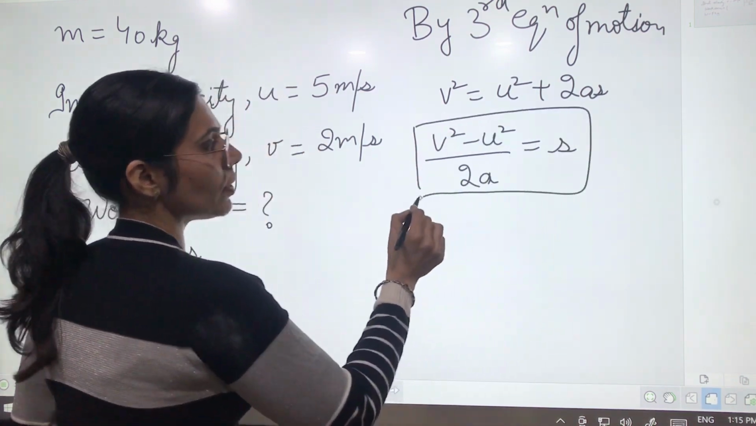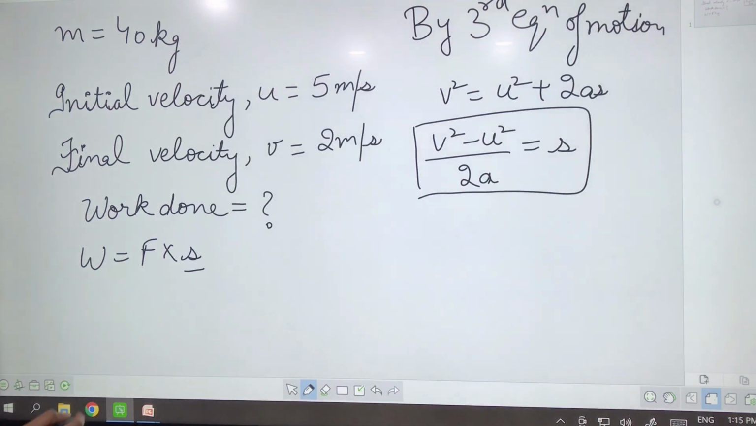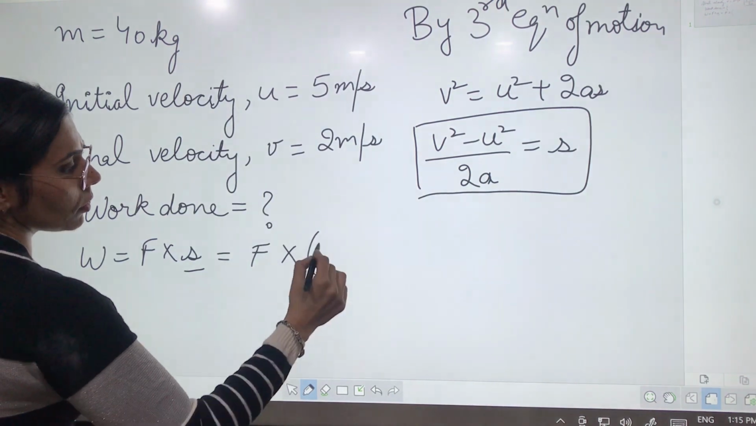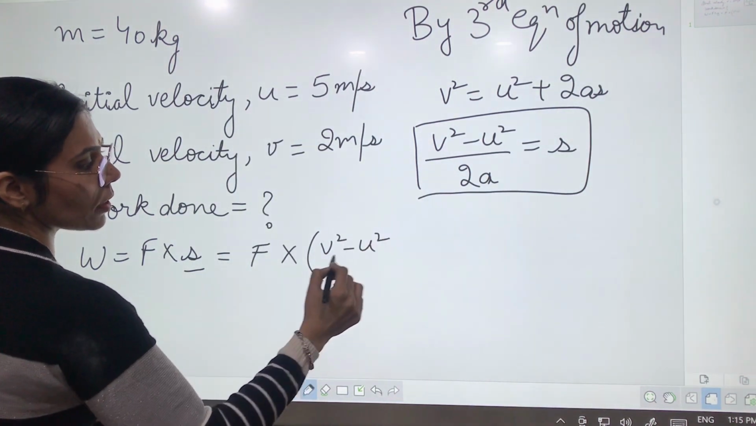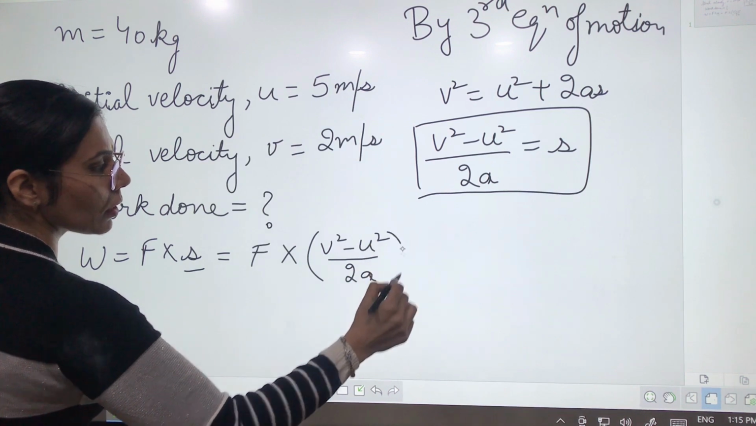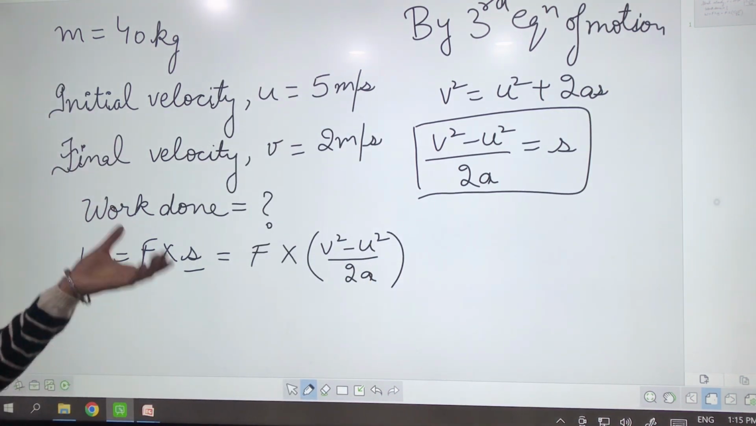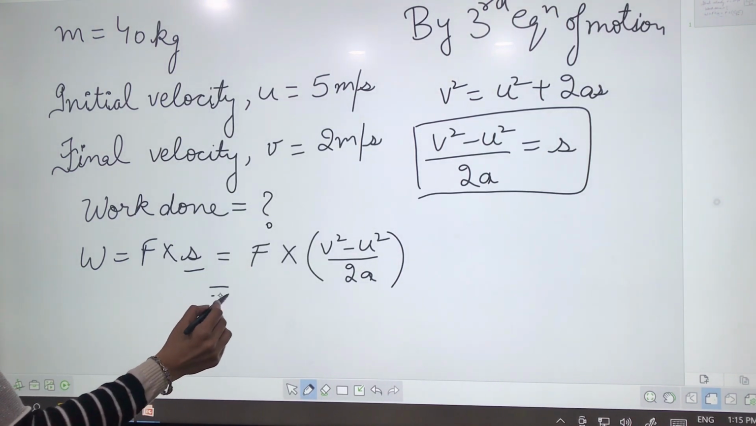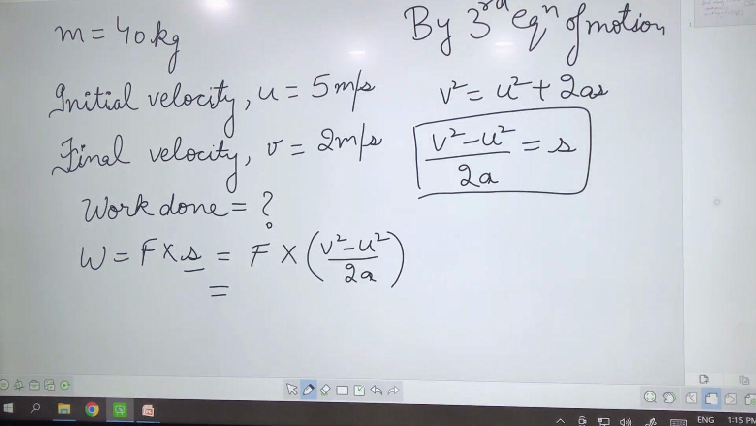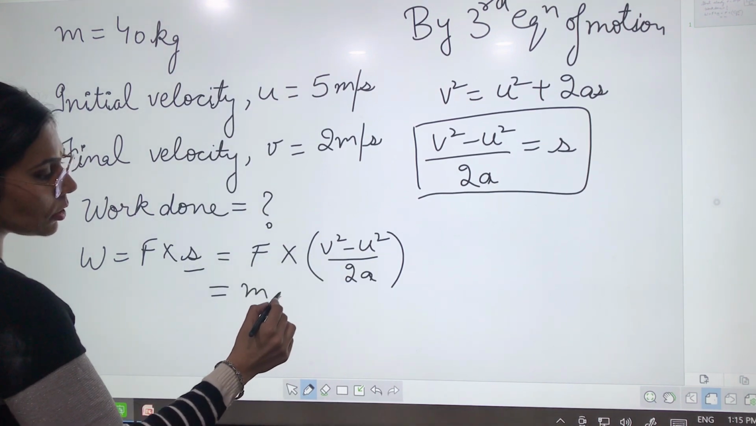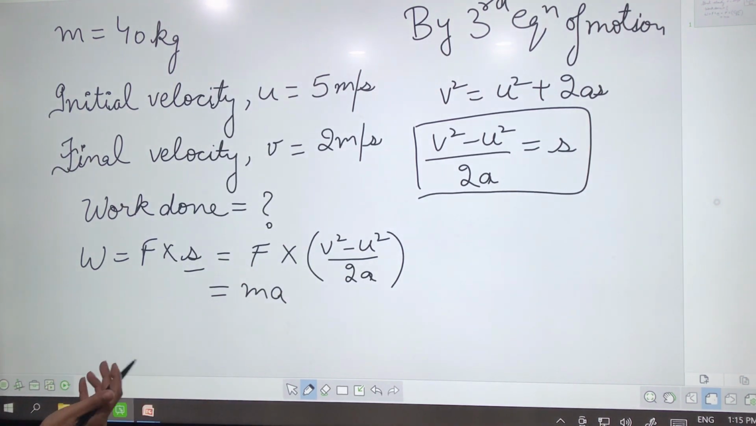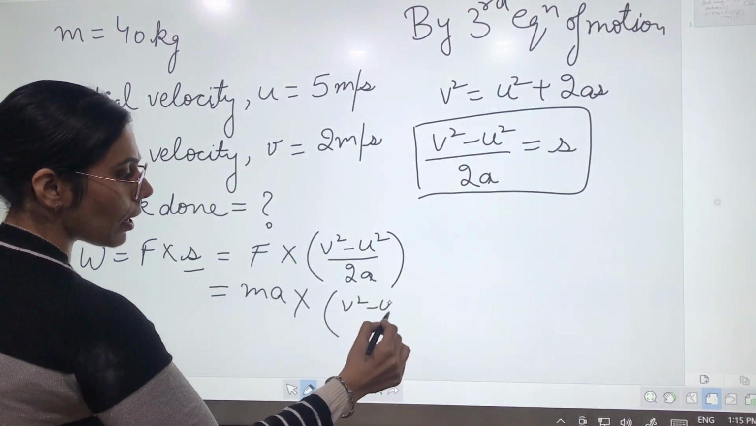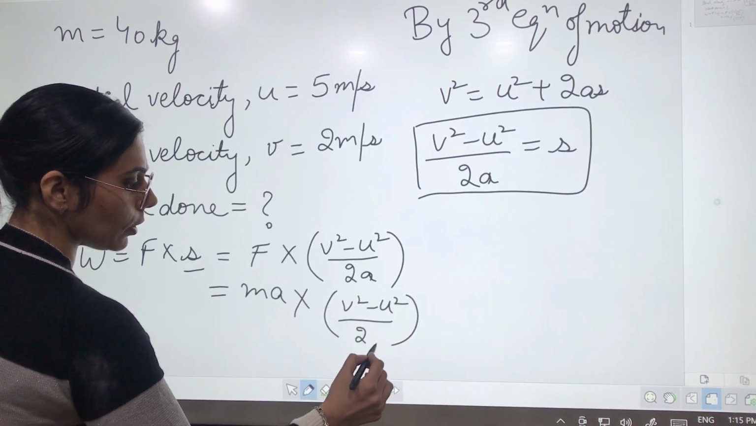We will take the value of S from here and substitute it. That is F multiplied by V square minus U square upon 2A. And what is the formula of force? Because the exact value of force is not given to us. The formula of force is mass into acceleration, as we know very well. We will use that concept, so it will be m A times V square minus U square upon 2A.